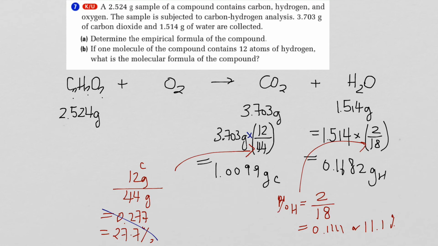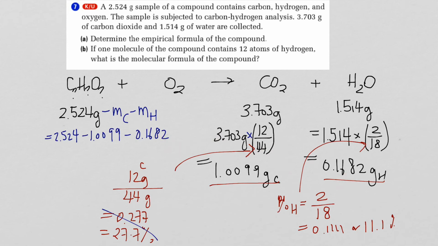But ultimately, what we care about are these two numbers. Now that we have those two numbers, we can go ahead and subtract to get the mass of oxygen, because we know that this mass here is the mass of carbon plus all the hydrogen plus all the oxygen. So if we subtract the mass of carbon and the mass of hydrogen, that would give us the mass of oxygen. So we take 2.524 minus 1.0099, that's carbon that we just calculated from here, minus 0.1682, that's the mass of hydrogen that we just calculated from here.